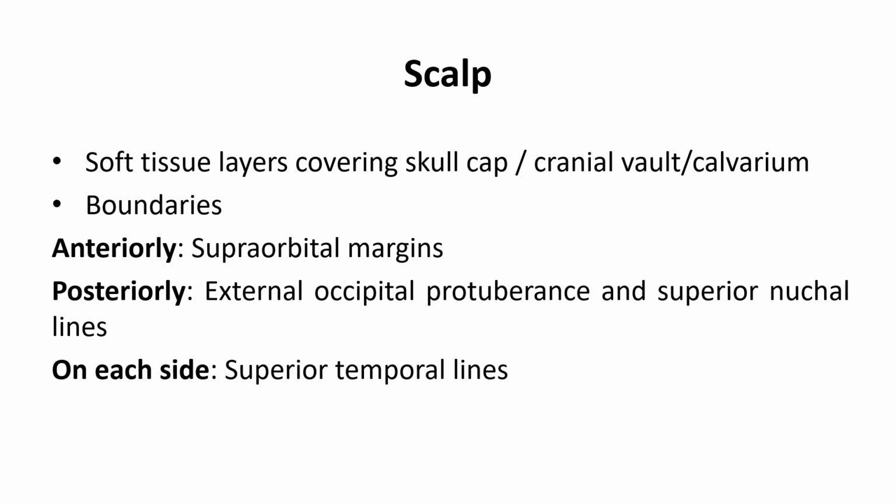So what is the meaning of the word scalp? It refers to soft tissue layers covering the skull cap. The other name of skull cap is cranial vault or calvarium. And there are boundaries of the human scalp.